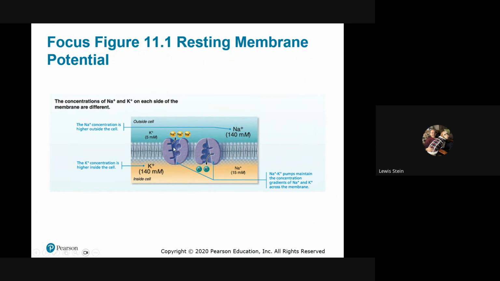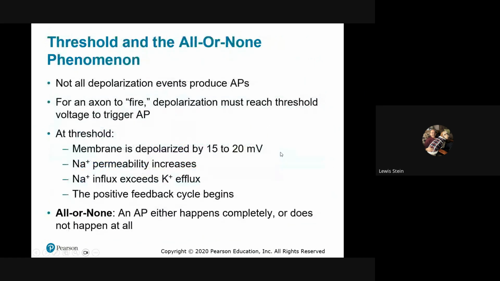Here's that one with the sodium potassium pumps. Don't have to go over it again. And not all depolarization events produce action potentials. It's an all or none phenomenon. Those fire, don't fire things, we don't register them.